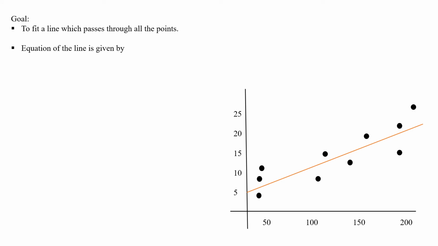Now, if there is a line, there is an equation of a line. In school, we have studied that the equation of a line is nothing but y equals mx plus c. So over there, m was your slope, c was your intercept. Over here, we just change the terminology. We just write that y equals a plus bx plus epsilon.